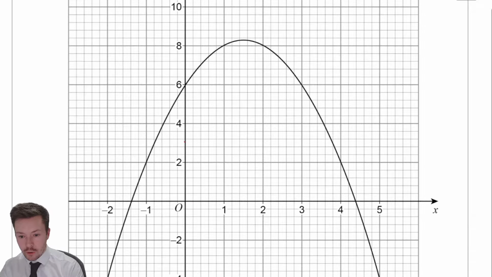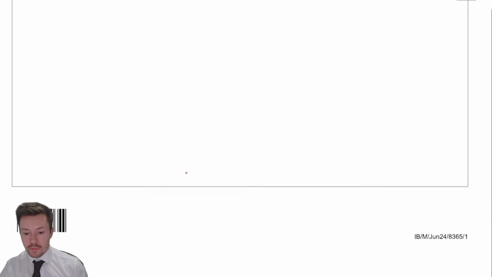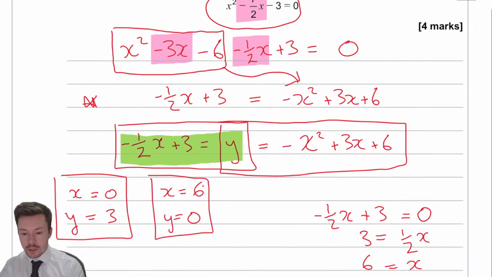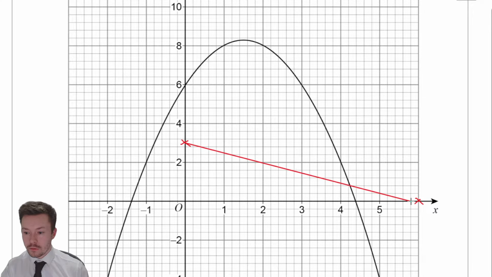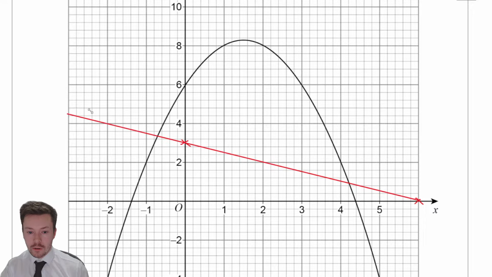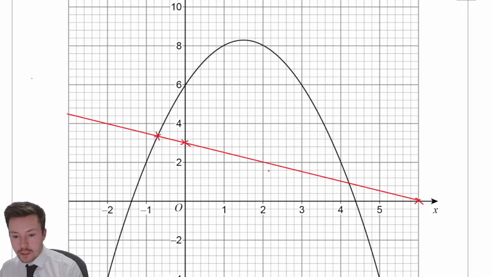Okay, so x equals 0, y equals 3, that's here. And then the other one, x equals 6, y equals 0. So that's going to be here. Okay, we're going to draw a straight line through those points. I'm going to have to extend my line. And then where they intersect, so here is my x value solution, and here.